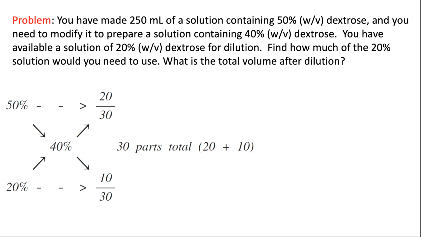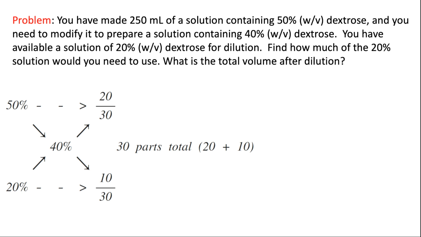I won't re-speak this entire alligation alternative setup, but there's 50% over 20% and 40% in the middle. You cross subtract and you have those same proportions, and we have the same total number of parts. So this question is wanting to go from 50 down to 40 using 20. So the alligation is set up exactly the same. But what's really powerful about this, once you set up this alligation, is we can now answer a very different question because the scenario is different here.